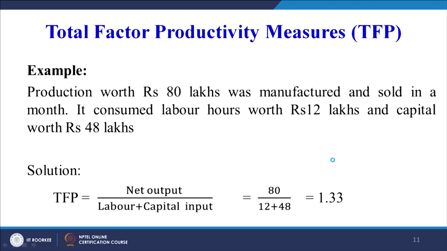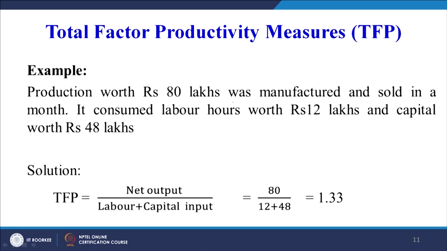As we have seen, I will go back to the previous. This is total productivity measures, where all inputs are taken into consideration. Then we come to the total factor productivity measures, the third one, in which we only consider labor and capital as the input and we ignore the material and energy input. We can take an example here, just try to understand.